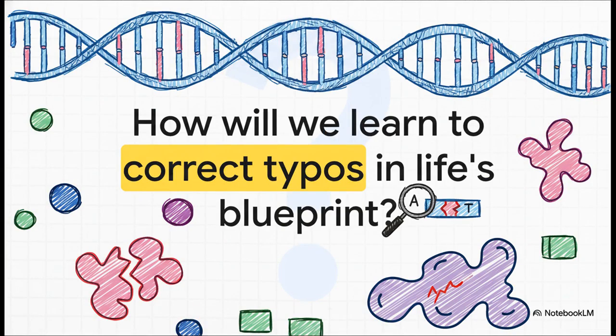Which brings us to our final thought for today. We've gone all the way from a single chemical letter in our DNA to a complex human disease. We've seen how a tiny typo can become a tragedy, but we've also seen how understanding that typo is the first step toward treatment and hope. So the big question, the one that lies ahead for all of us, is this. As we get better and better at reading life's blueprint, how will we finally learn to correct its typos at the source?